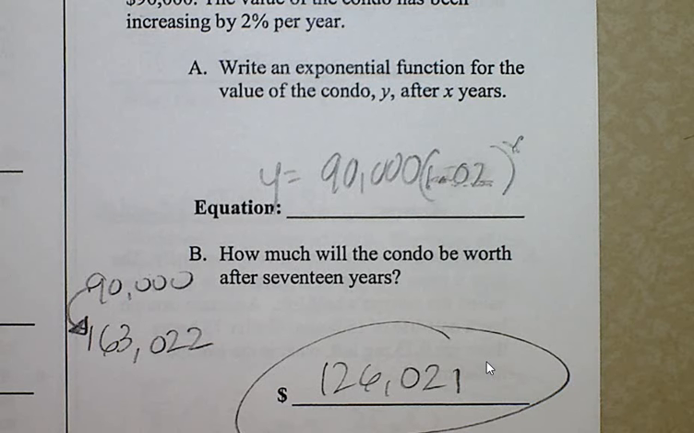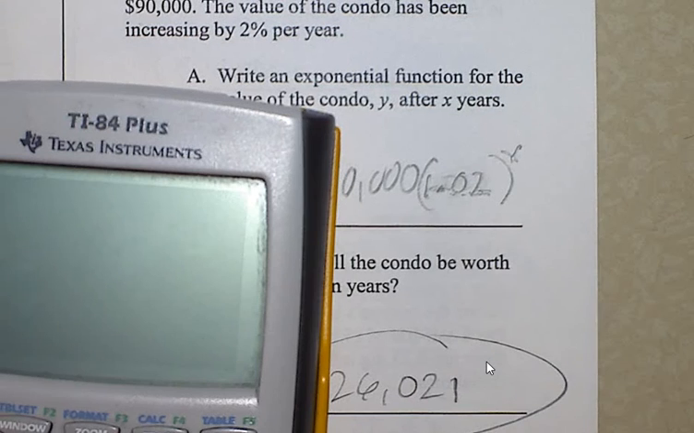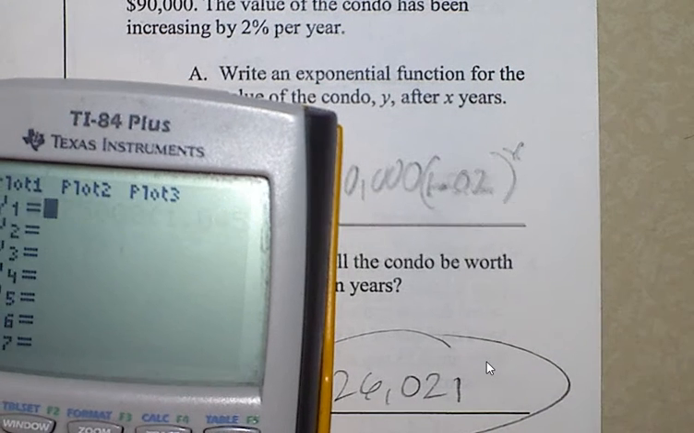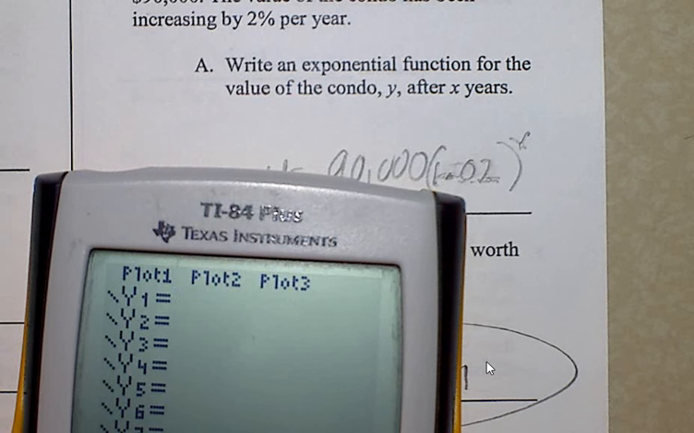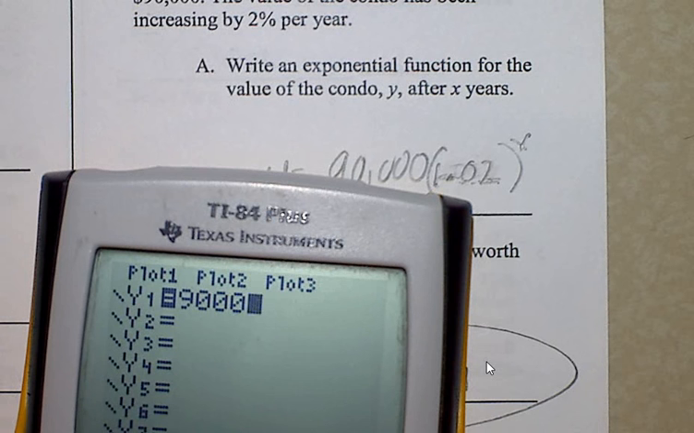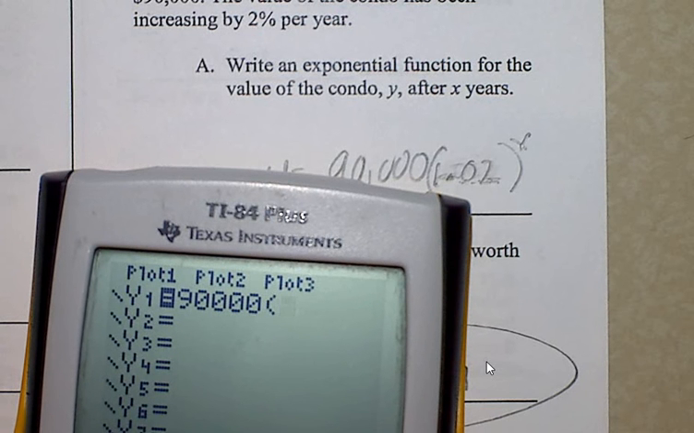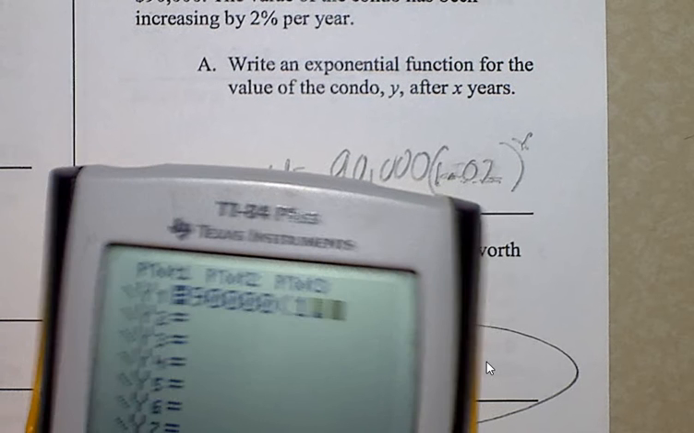Do you want me to go over it with you, Carlos? Yes? You get it? Okay, grab your calculator. Let's do it the calculator way, okay? Go up here, and we're going to, can you see it? And we're going to create the equation that represents this. What's the original amount of the condo? Okay, type in 90,000. What value represents the rate? Nice job. Raise the x value.